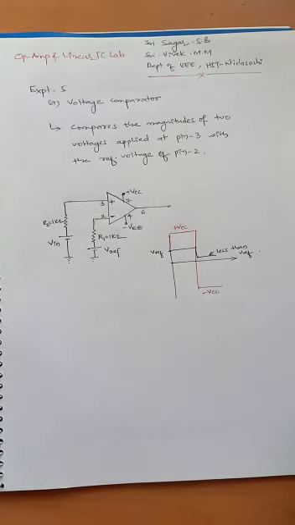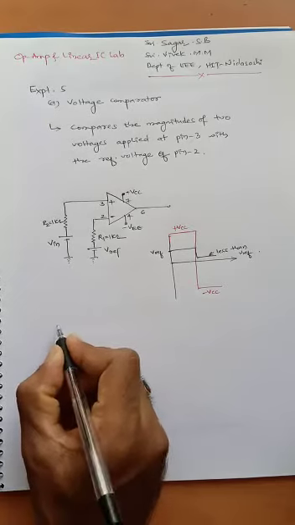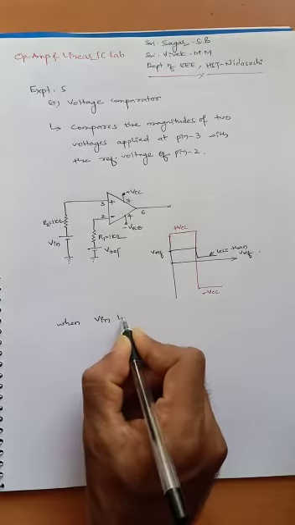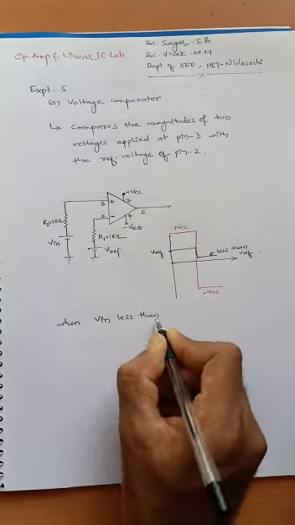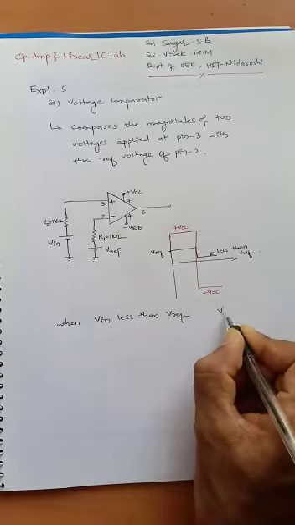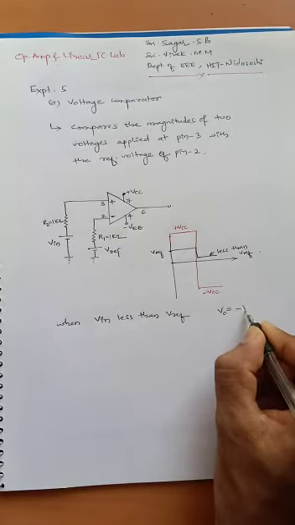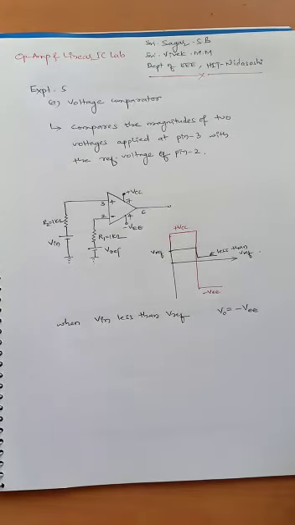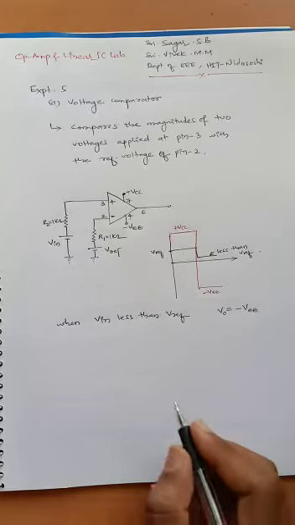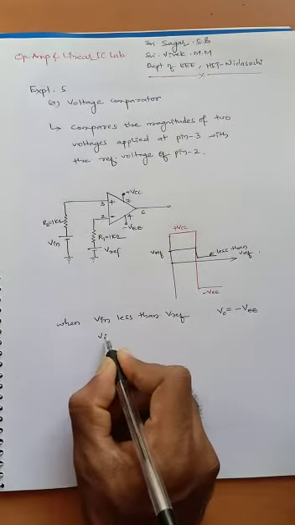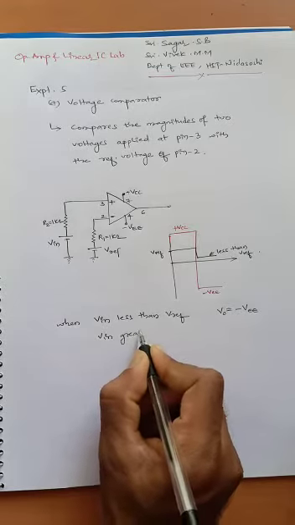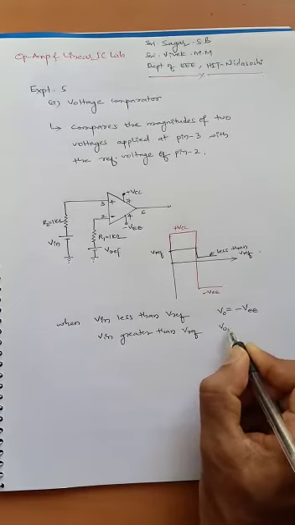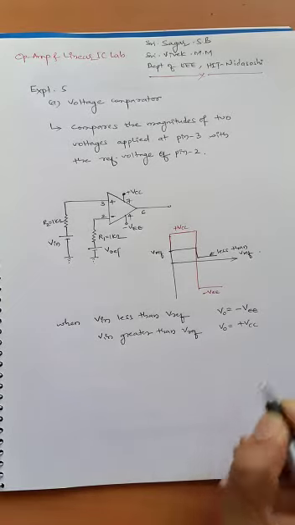So I can write here, when Vin is less than V reference, Vout will be equal to minus of VCC, or you call it as minus of VEE. Similarly, when the input voltage is greater than V reference, Vout will shift to plus VCC.